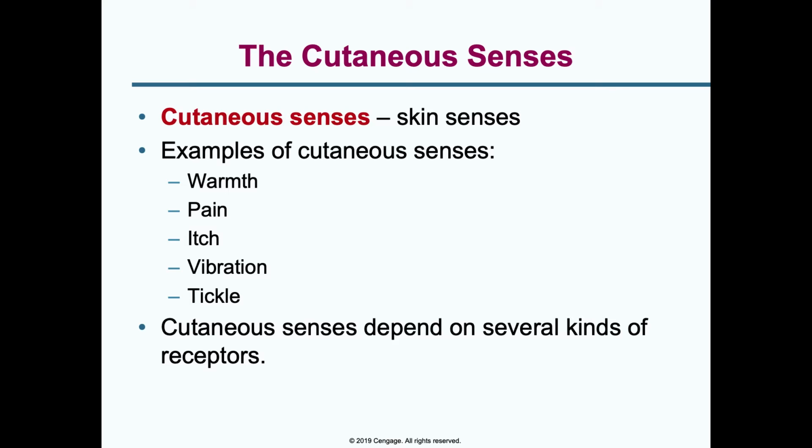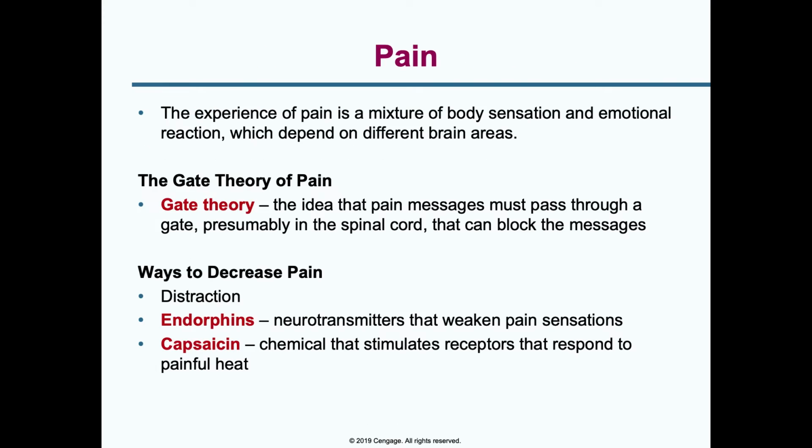Okay. So, again, just as with hearing and vision, there are things called receptors that actually assist with how we feel things, okay, to the touch. All right, let's talk about pain. Pain is a cutaneous sense, okay? The experience of pain is a combination of things. It's a combination of body sensation as well as emotional reaction, okay? And it depends on the different brain areas that are processing the experience of pain.